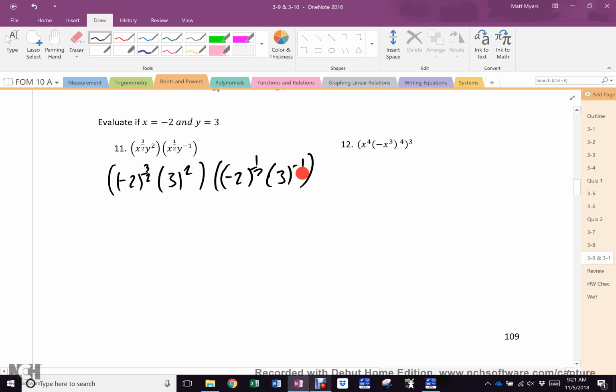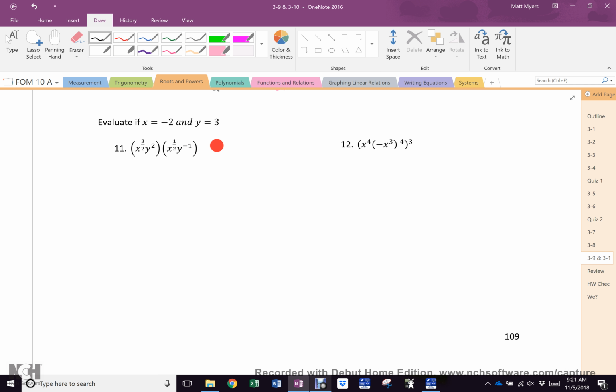99% of you would do that. I, of course, would argue that wouldn't it be easier to have less x's and y's? So shouldn't we simplify first?